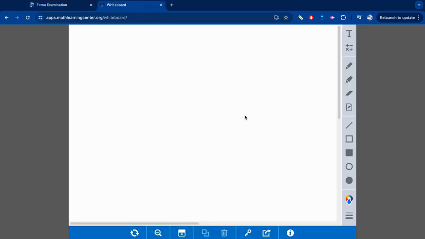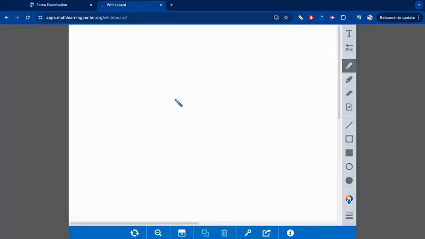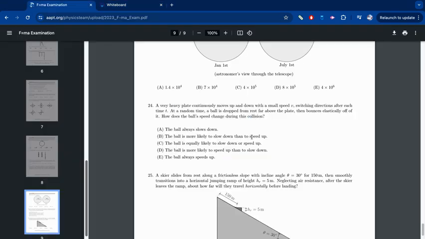This is actually a very interesting problem, because what you'd probably think is that if the heavy plate is moving down and the ball is also moving down, then the ball's going to slow down. But if the heavy plate is moving up and the ball's moving down, it's going to speed up. So it should be equally likely.